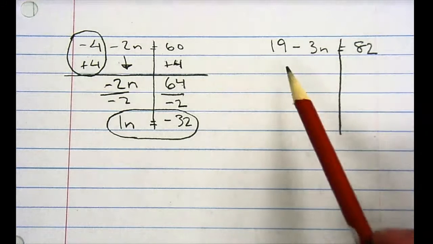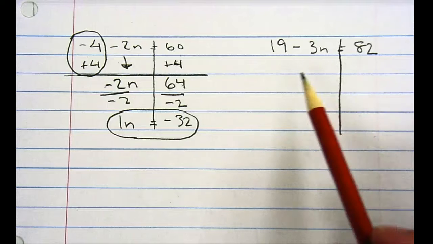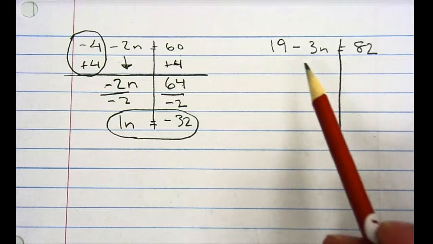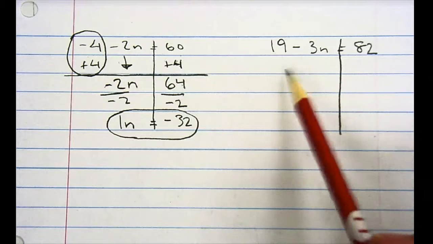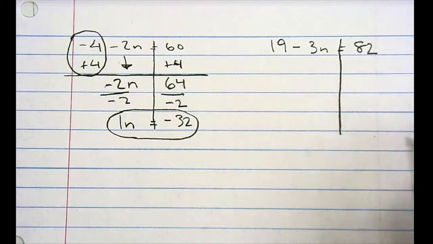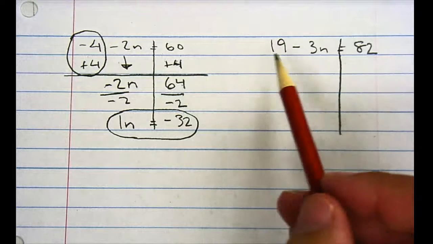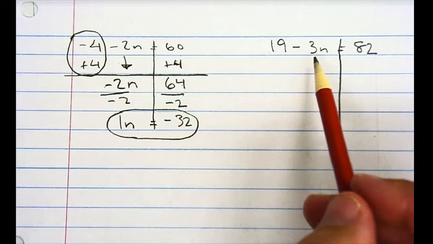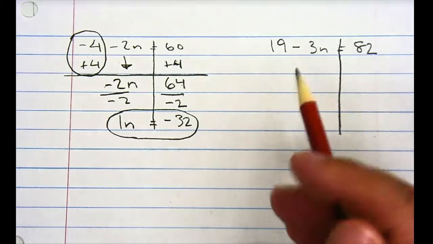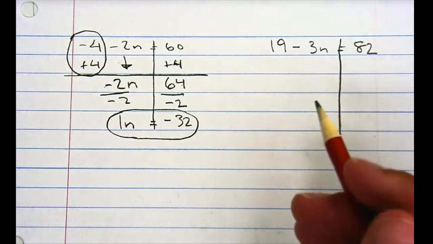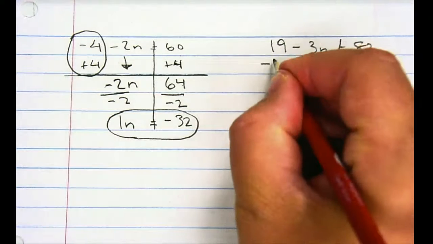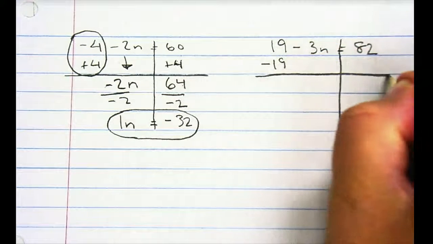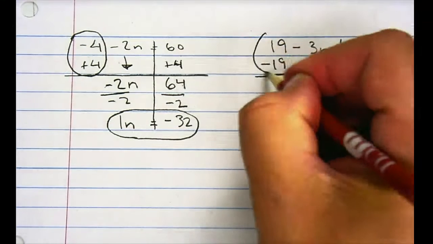So now I want to make sure that I have two things on the left side of the equation. One's connected to the n, and one is not connected to the n. I'm going to get rid of the thing that's not connected to the n first. What's not connected to the n in this problem is positive 19. I have positive 19, negative 3n, and 82. The way I get rid of a positive 19 is by combining it with a negative 19. Positive 19 and negative 19 make 0.